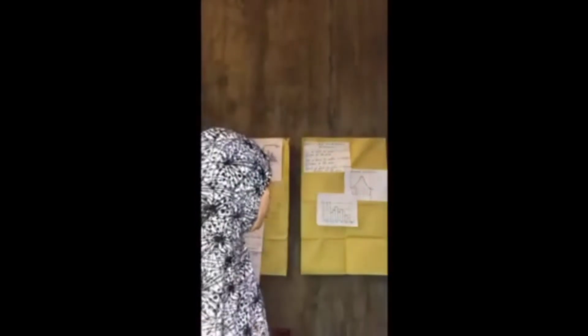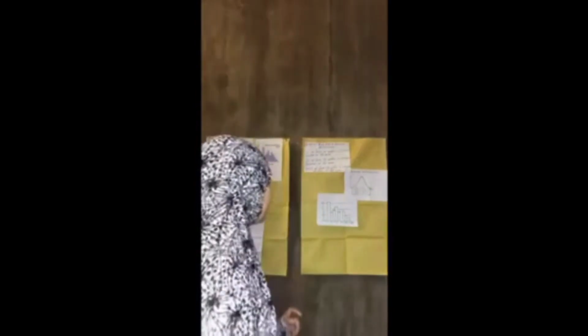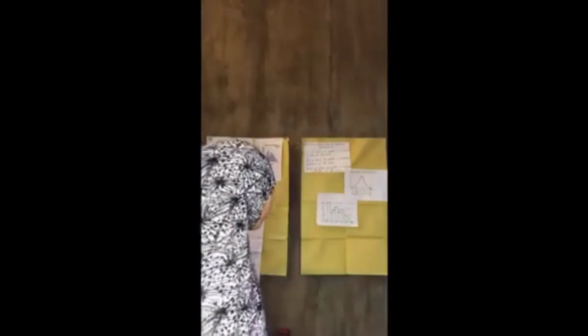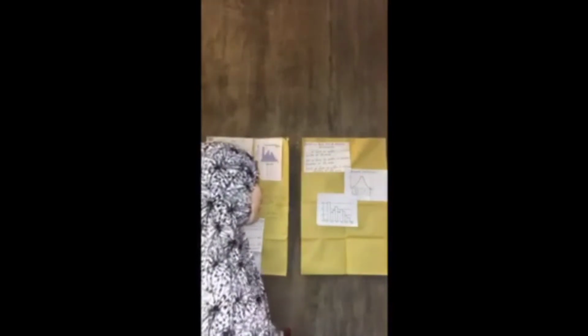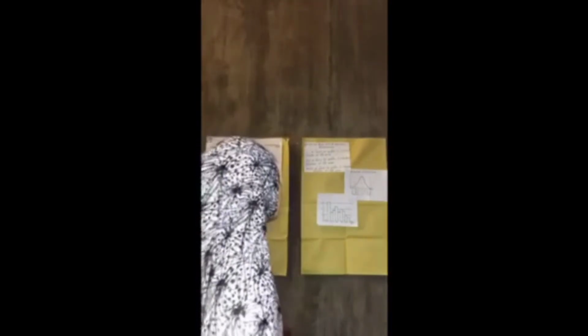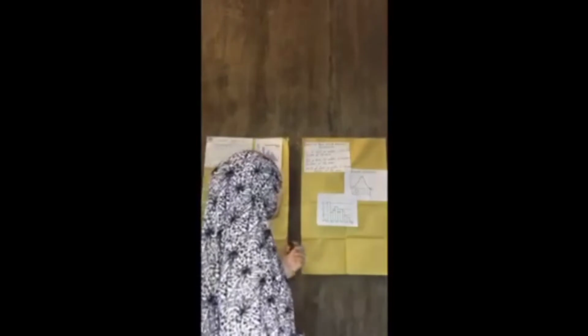Empirical rule for a normal distribution. First, 68% of data lie within one standard deviation of the mean. Second, 95% of data lie within two standard deviations of the mean. And the third, 99.7% of data lie within three standard deviations of the mean. So, ito yun siya, a normal distribution.